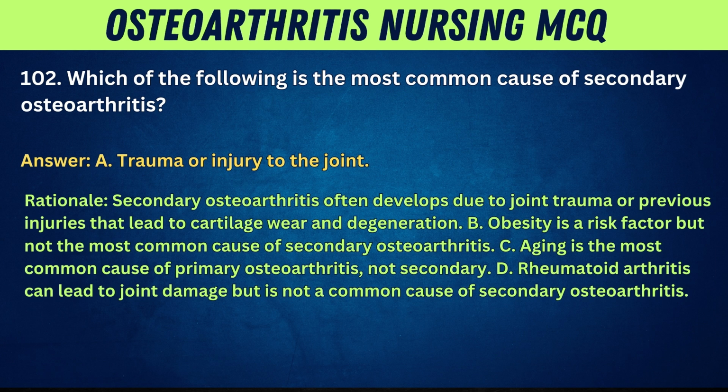B. Obesity is a risk factor, but not the most common cause of secondary osteoarthritis. C. Aging is the most common cause of primary osteoarthritis, not secondary. D. Rheumatoid arthritis can lead to joint damage, but is not a common cause of secondary osteoarthritis.